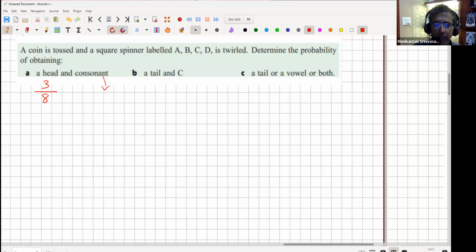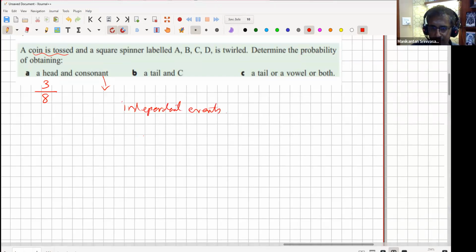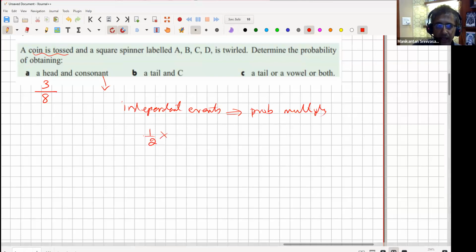Okay, fairly straightforward, right? A head and a consonant. So there are 2 independent things. A coin is tossed and a spinner is twirled. Whenever you have 2 independent things happening, the probabilities will multiply. So for independent events, probabilities multiply. You have a half chance of getting a head, and a consonant is anything other than A in this case. So 3 over 4. So it's half into 3 over 4. Tail and a C would be very similar, so half for this and 1/4 for this. A tail or a vowel or both.